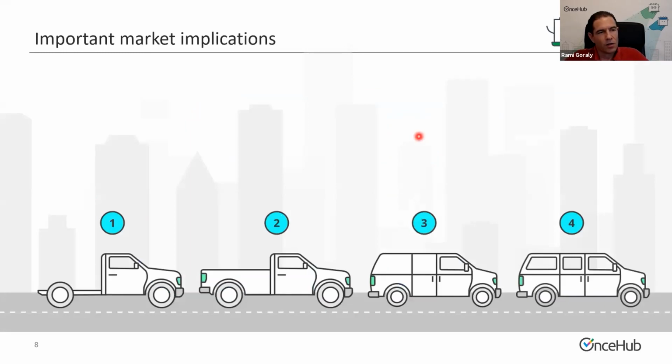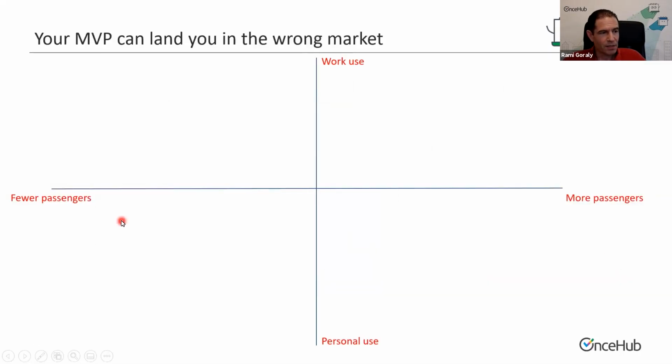And another often missed point is the market implications of planning an MVP. In many cases, the MVP is very product driven. Like in this example, this is planning a family minivan, and you can see a very product driven approach. Start with a very simple truck, improve the truck, make it into a van, and make it into a family van. And if we look at the market and we do some market mapping, so here we have fewer passengers and more passengers, and here we have personal use and work use. And let's map these versions of the MVP.